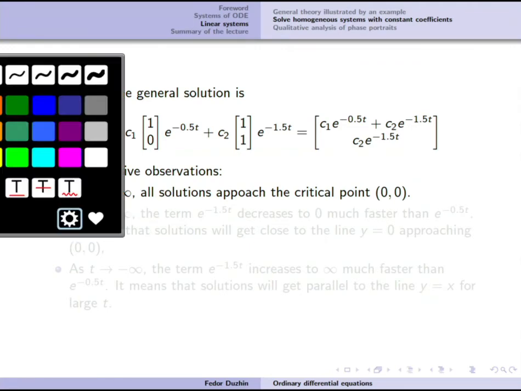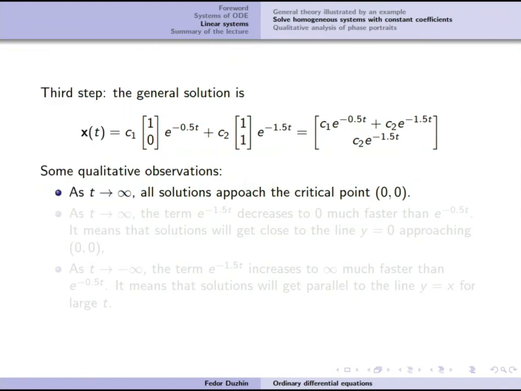So notice that first, as t goes to infinity, since both eigenvalues are negative, this approaches 0, this approaches 0. So all solutions approach the critical point (0, 0). On the phase portrait, it means that all direction field vectors point towards 0, and all the solutions are going to flow in towards 0.